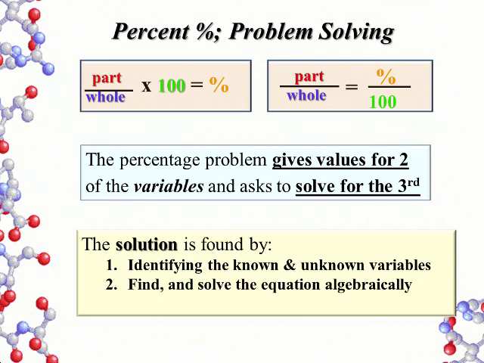Secondly, find and solve the equation algebraically. That is, find an equation that relates the known and unknown variables, and then isolate the unknown variable through algebra. And finally, input the known values and solve. Here's where the numerical values written down in step 1 are used.